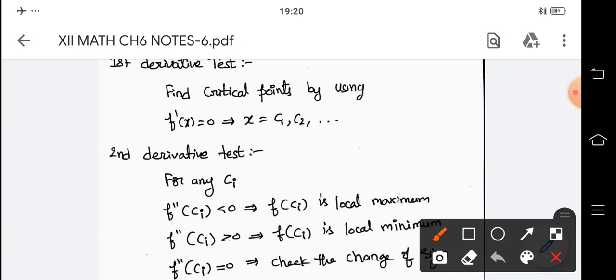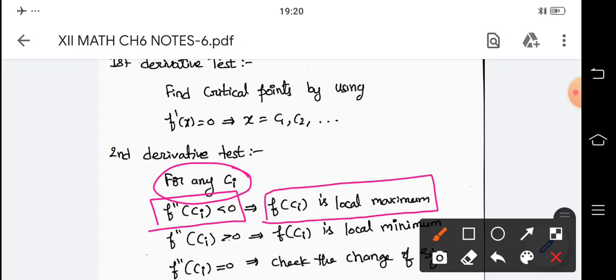Right? So for any ci, if f double dash of ci is less than 0, negative, then f of ci is local maximum. If f double dash of ci is greater than 0, then f of ci is local minimum. If it is equal to 0, the case is different. In the second derivative test, when f double dash of ci is equal to 0, I cannot say directly whether it is local maximum or local minimum.